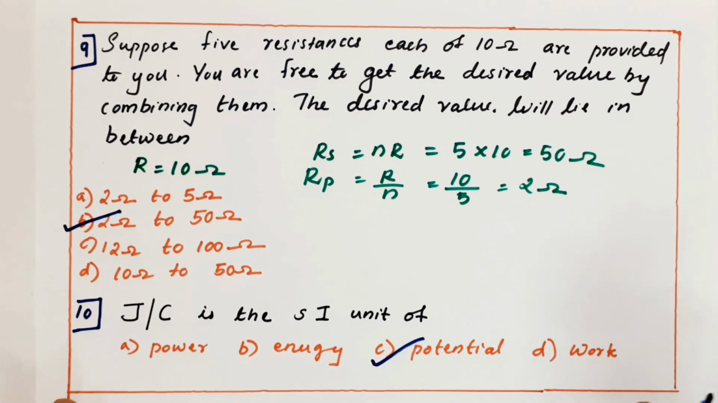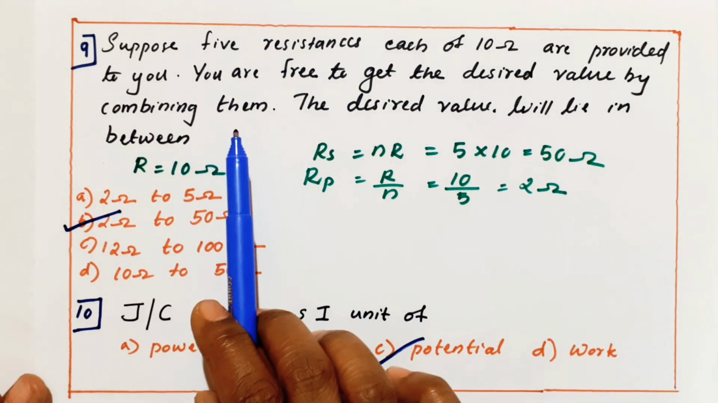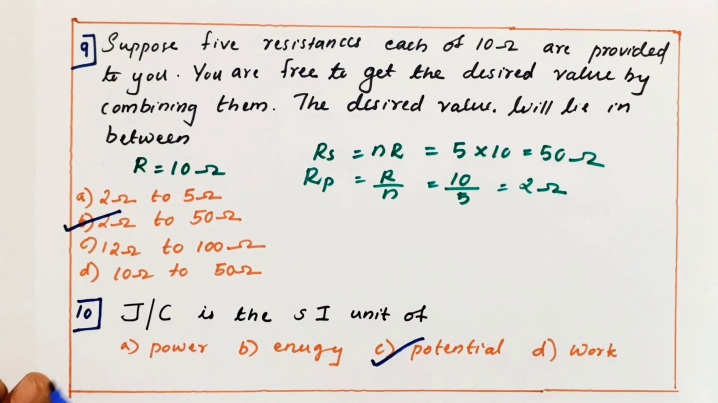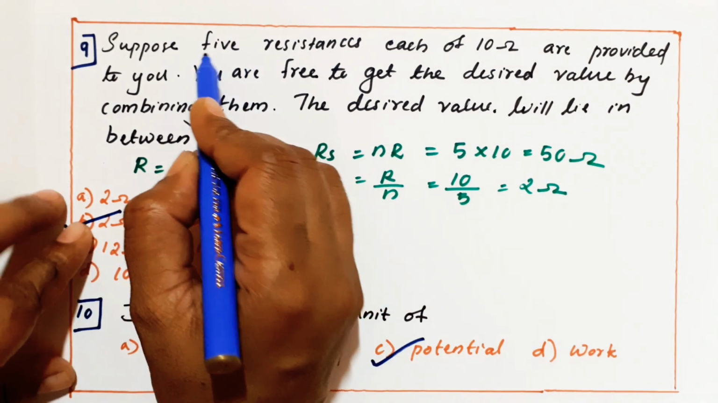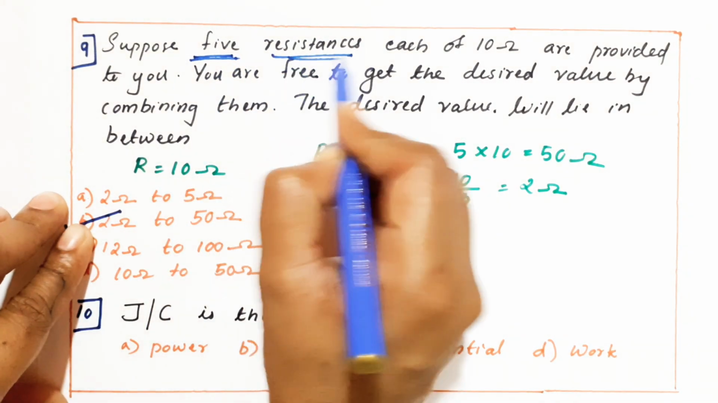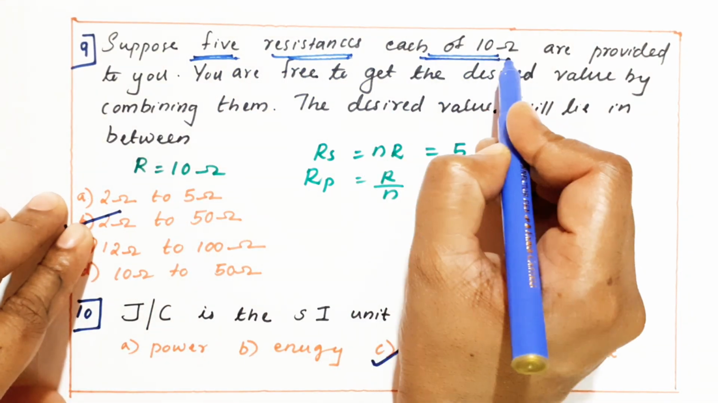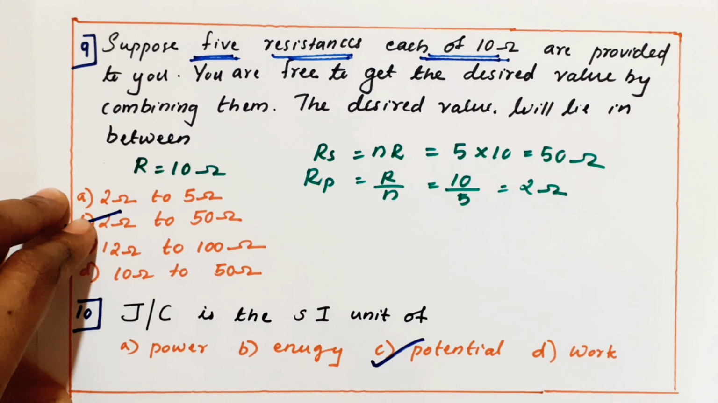Next question. Suppose 5 resistances each of 10 ohm are provided to you. You are free to get a desired value by combining them. The desired value lies between what? So remember, if we have 5 resistances each of 10 ohm, it means same resistances connected in parallel or series.